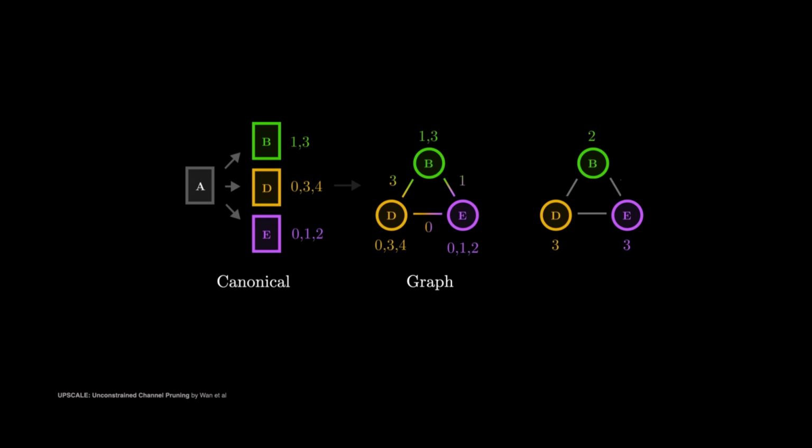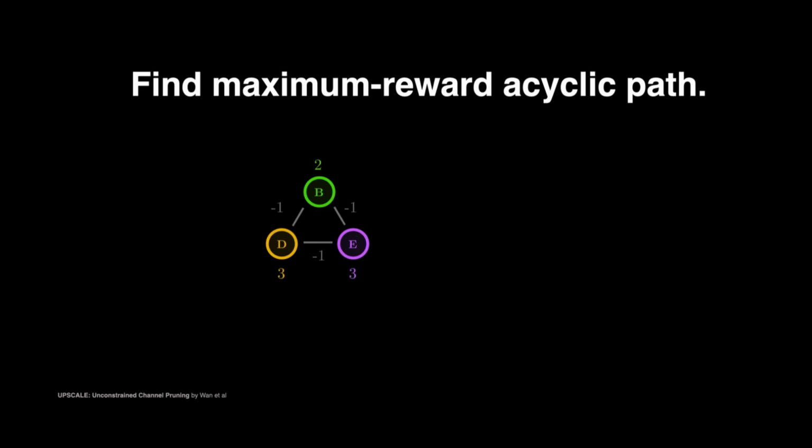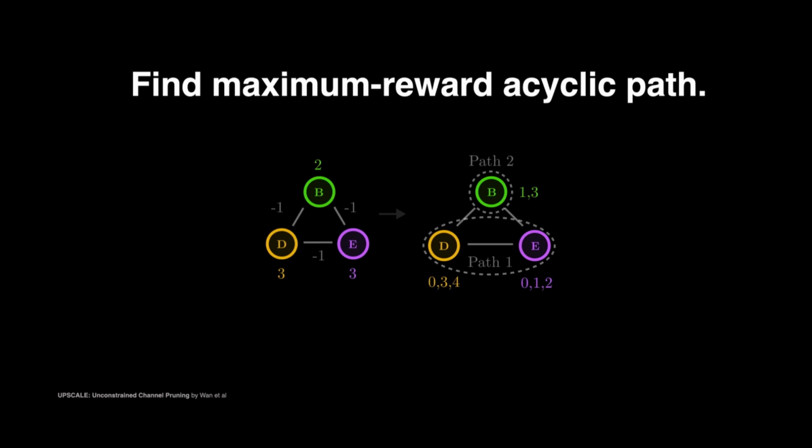For each node, the reward is the number of channels. For example, B retains channels 1 and 3, so it has a reward of 2. For each edge, the reward is negative the number of shared channels. These are our rewards. Next, find a path that maximizes those rewards. To be specific, find the maximum reward acyclic path. Since there's no cycle, our path can't include all 3 nodes. As a result, DE is our first path. There's only 1 node left, so B is our next maximum reward acyclic path.